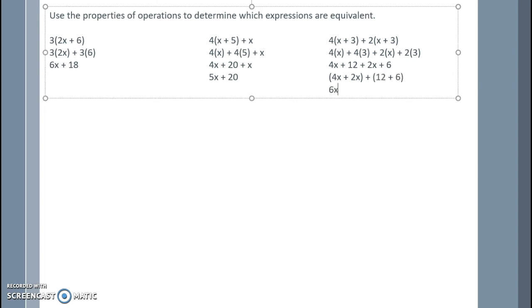So altogether we have 6x's and plus 18. So the first and the last expressions are equivalent to one another.